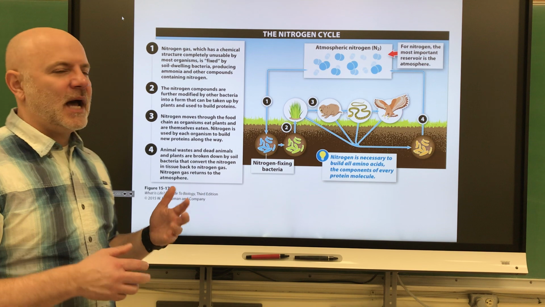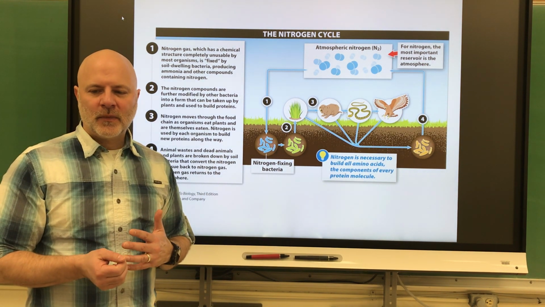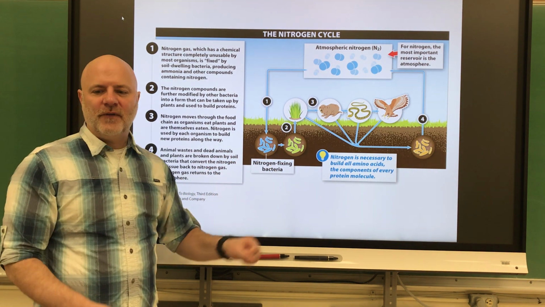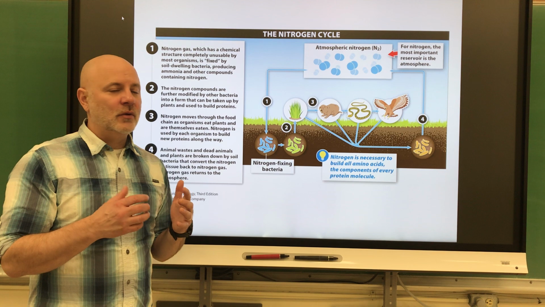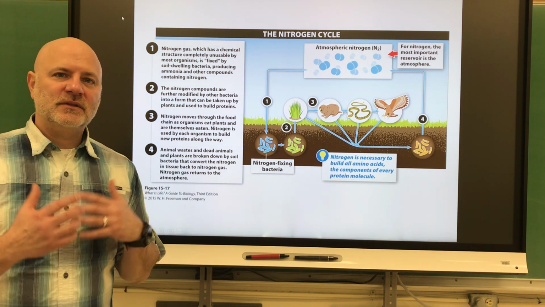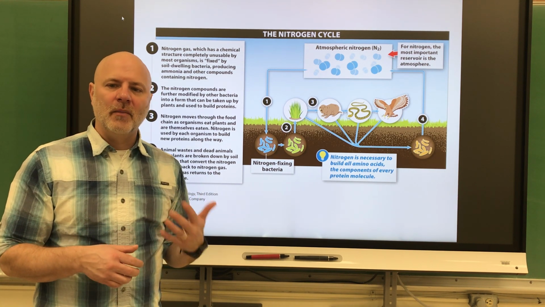So plants cannot incorporate that nitrogen gas into biomolecules. So what they have to do is rely on bacteria and fungus to make that nitrogen available. And this is called nitrogen fixation. So taking that nitrogen from the atmosphere and putting it into nitrates or ammonia.